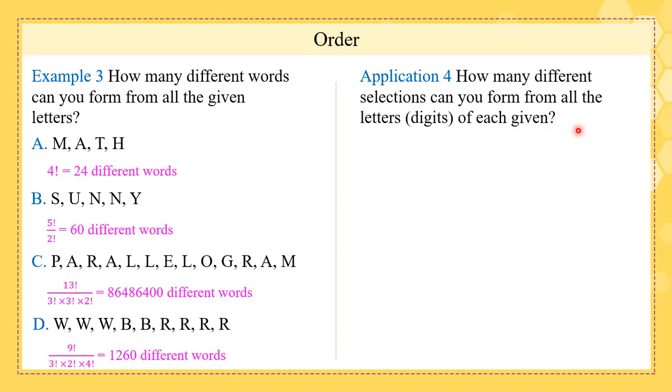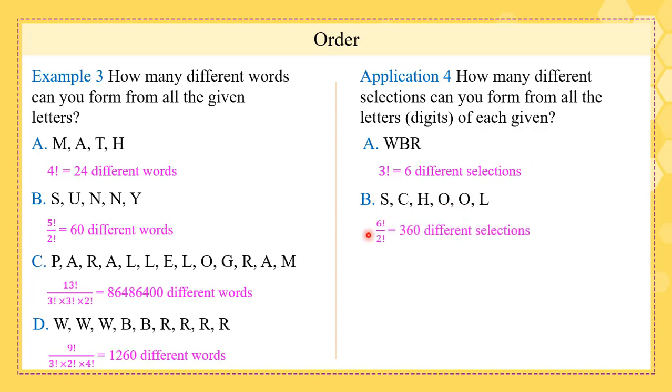We need the different selections that could be formed. This is the first case. Try to do it alone. Well, here we have 3 distinct letters, so the number of selections would be 3 factorial. Try to do this one.